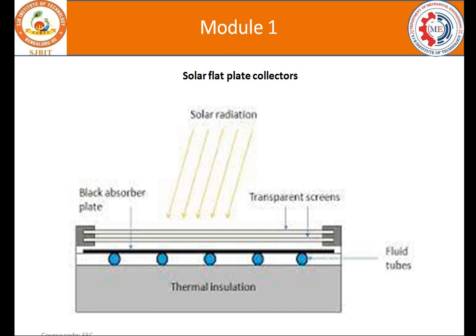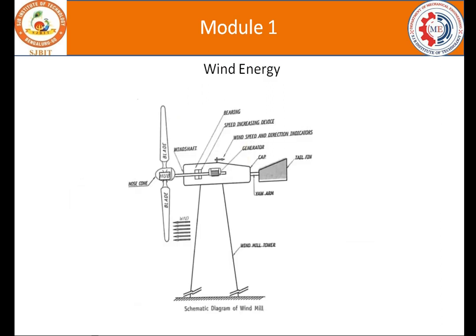So here is the solar flat plate collector. There will be thermal insulation followed by tubes. There will be a black absorber plate, and transparent screens. There will be fluid tubes and thermal insulation. The transparent screen lets the radiation through to the solar plate, and the black absorber plate is present on the surface. Like this the solar panel is going to work.